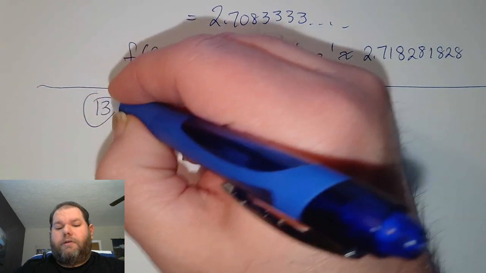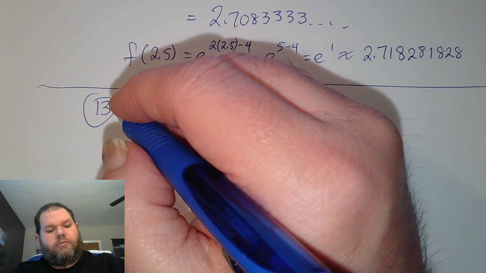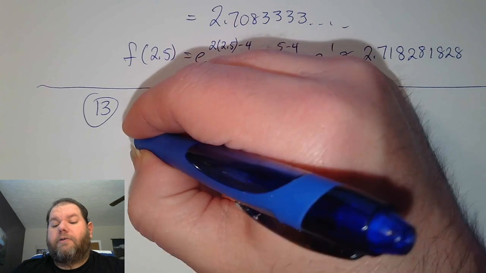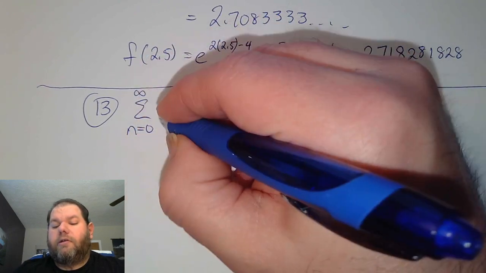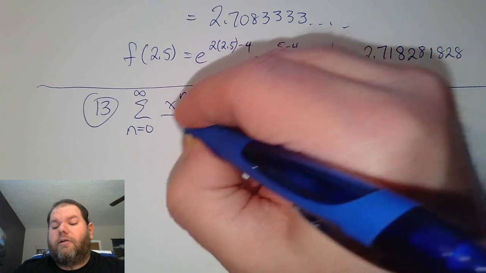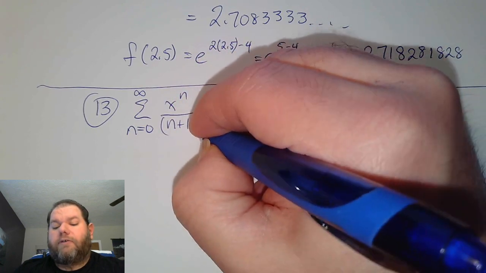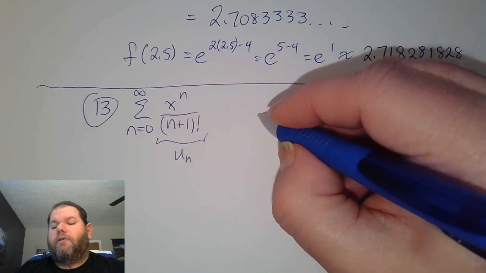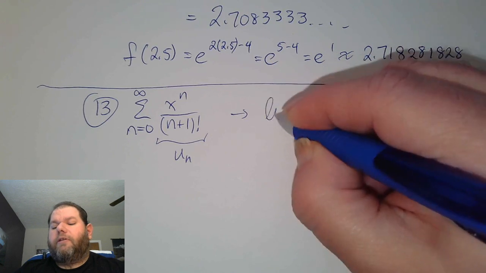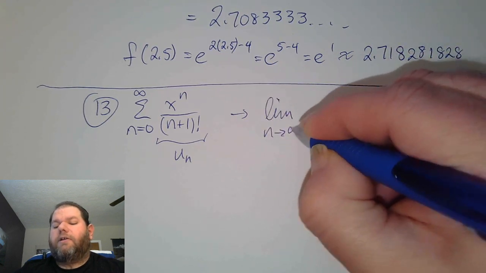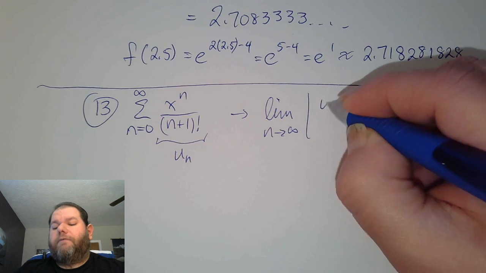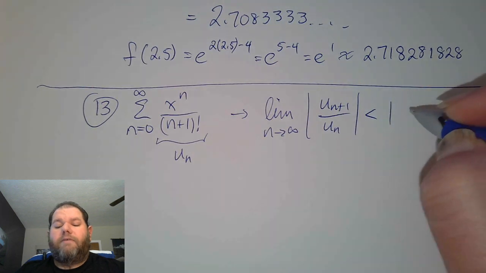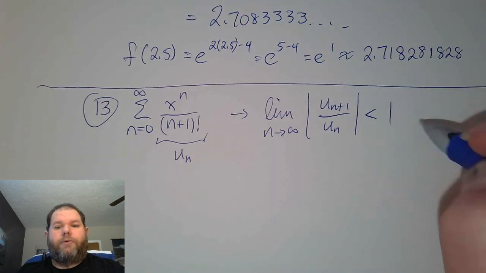Problem 13. Here we just want to find the radius of convergence of the power series. So we have x to the n over n plus 1 factorial. Now, what we did is we call this u sub n, and the way that we proceed is we want the limit as n goes to infinity of absolute value of u sub n plus 1 over u sub n, and find the values of x for when that limit is less than 1.